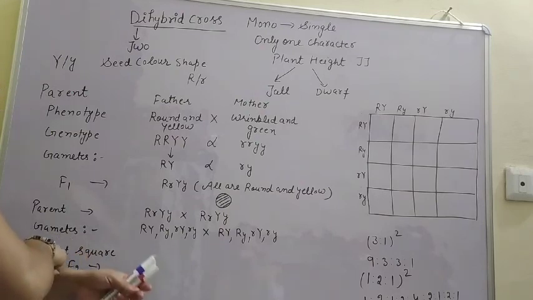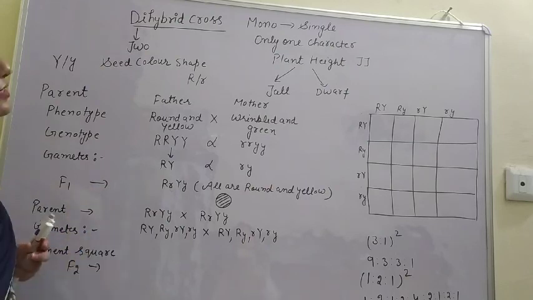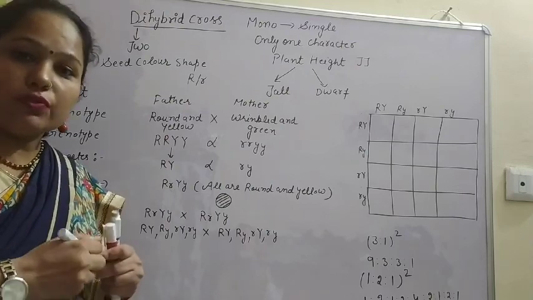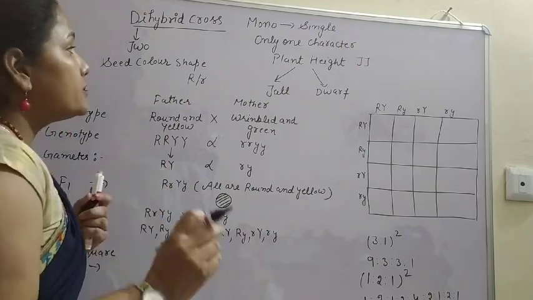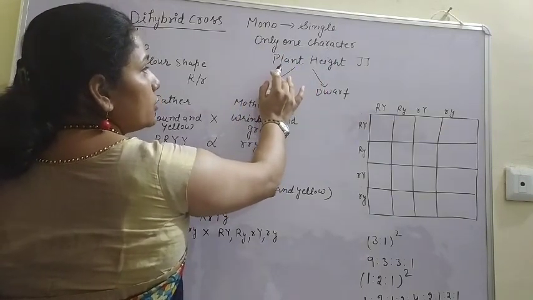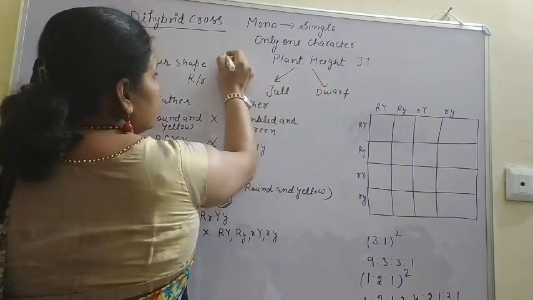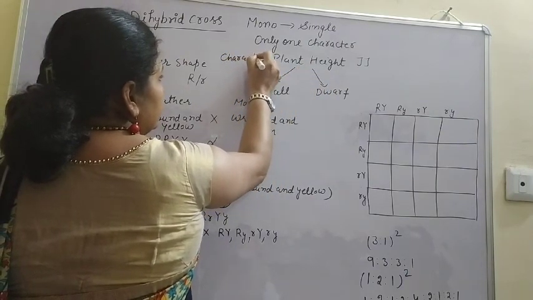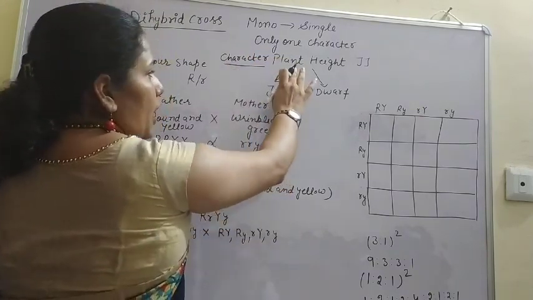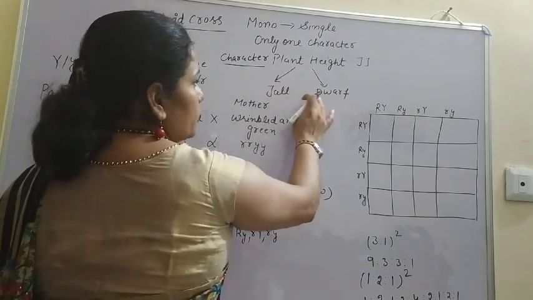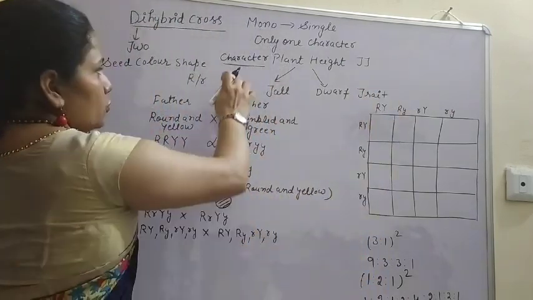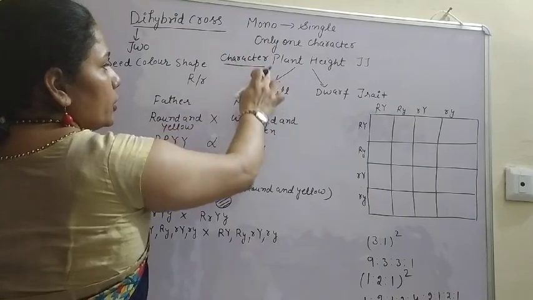So what is the meaning of di? Di means two. And what is the meaning of mono? Mono means single. So in monohybrid cross we discussed only one character at a single time. In the last video we discussed plant height, that is the character. The plant is tall or dwarf. So these are the two traits. That character we took in monohybrid cross.